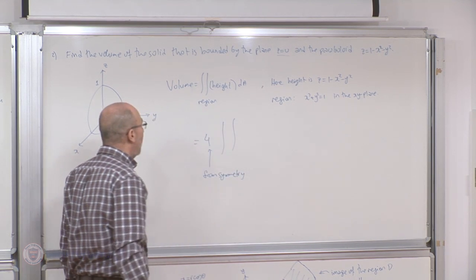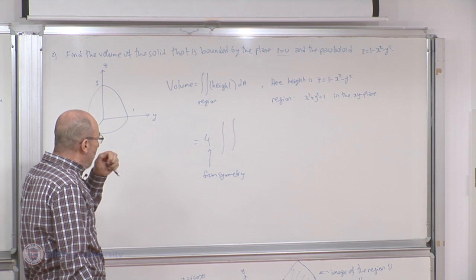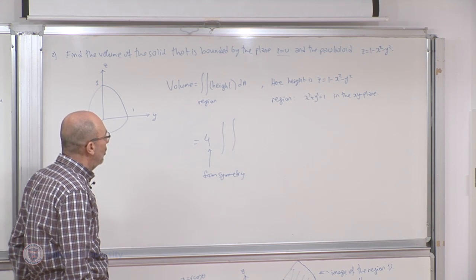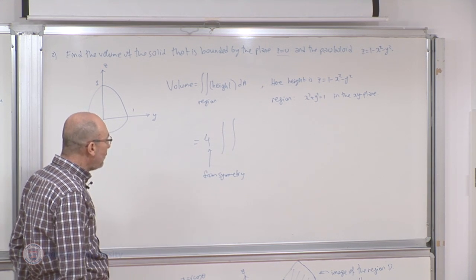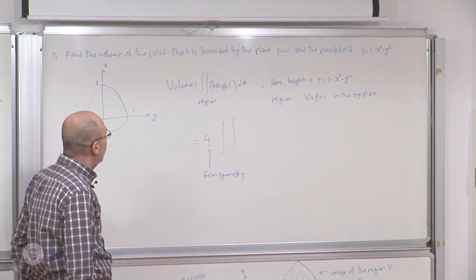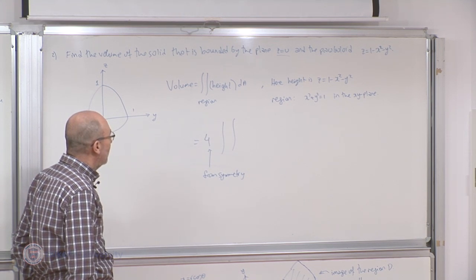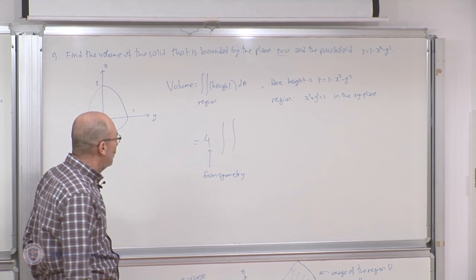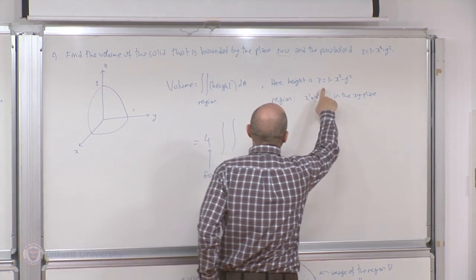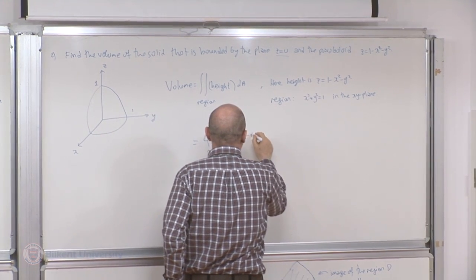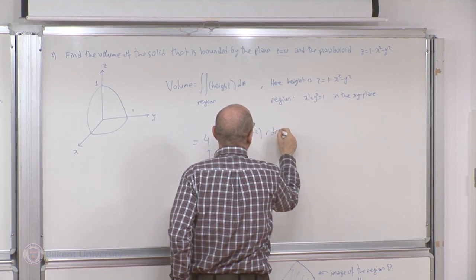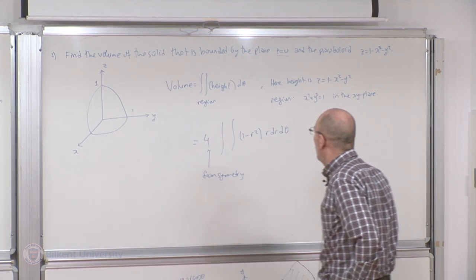Integral. I want to write this in polar coordinates because this is a topic of polar coordinates. Okay, so height is 1 minus r squared, r dr d theta, that's dA.